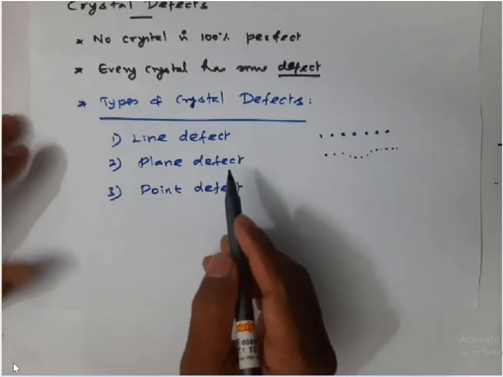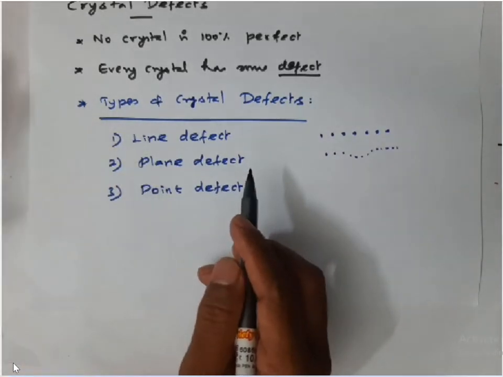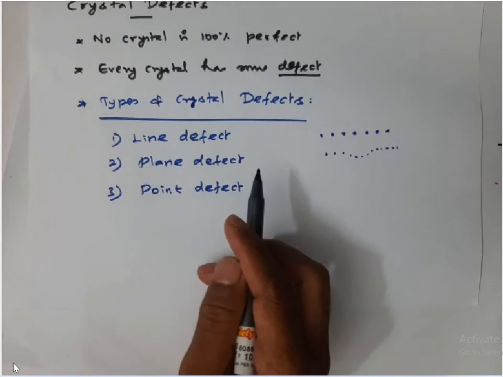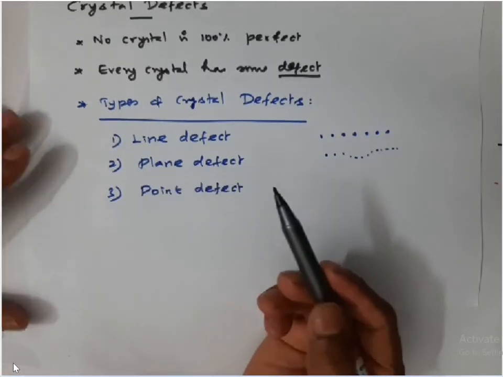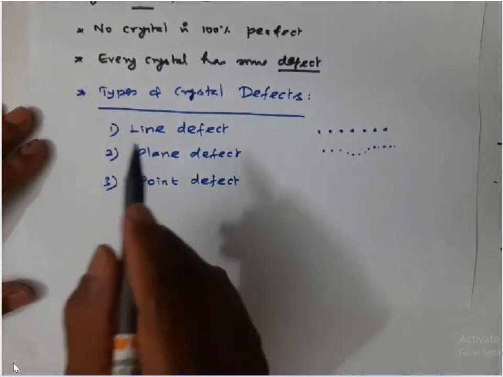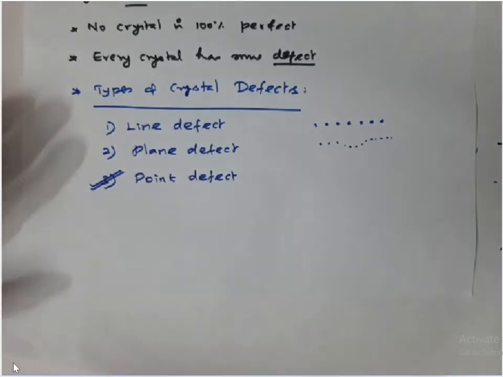What is meant by plane defect? Sometimes the 2D layers may not be perfect. There may be some defect in the 2D layer. Therefore, you'll get a defect called plane defect. What we are going to focus on here is the point defect.